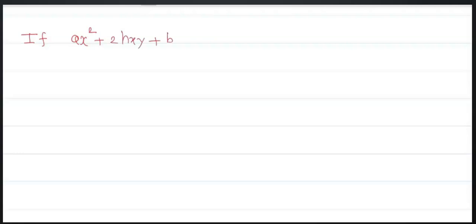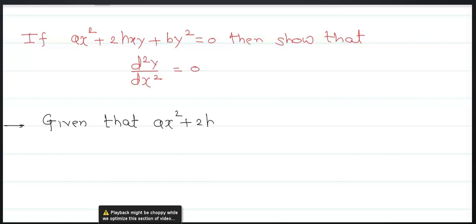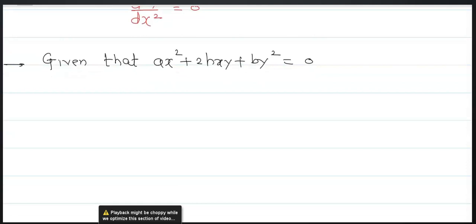if ax square plus 2hxy plus by square is equal to 0, then show that d2y by dx square is equal to 0. Also, this is a very famous problem, asked a number of times in the board exam. Given that ax square plus 2hxy plus by square is equal to 0. Now, how this problem is simplified is very important. Ax square plus 2hxy plus by square is equal to 0.